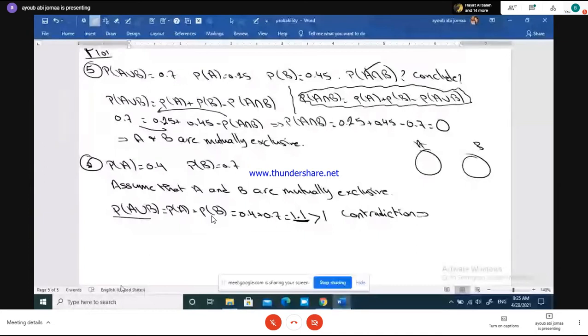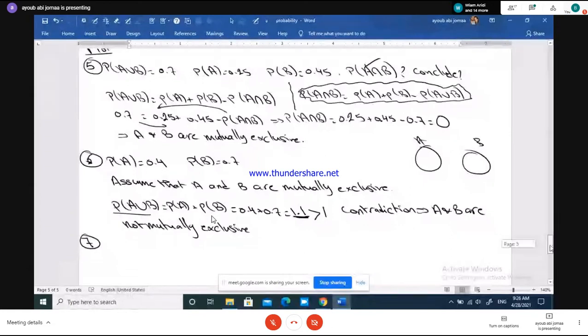This means that A and B are not mutually exclusive. You got the point? Yes, yes. اوكي خليك مركز معنا. أستاذ, نمبر 7.